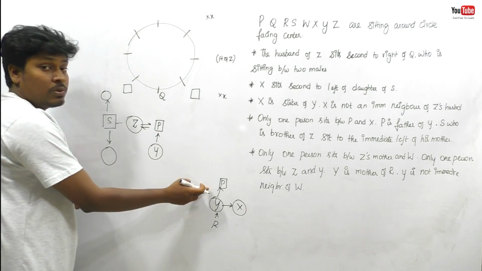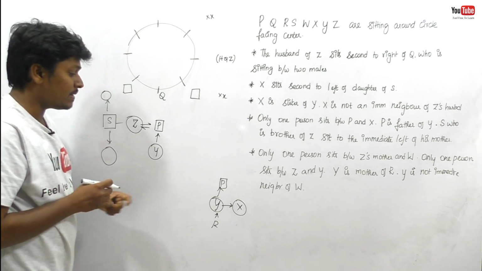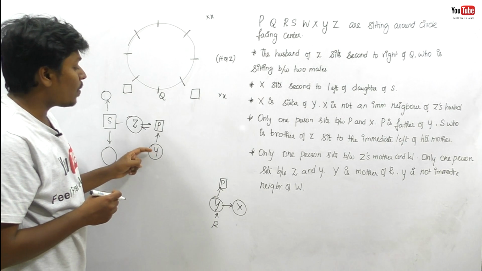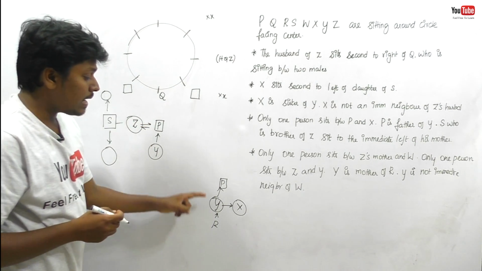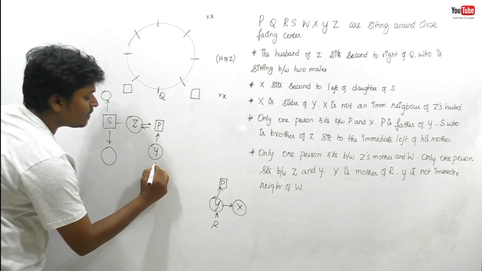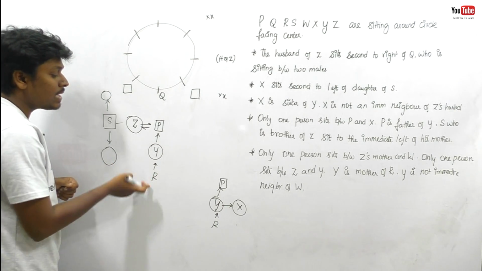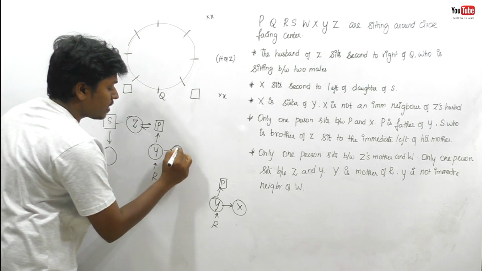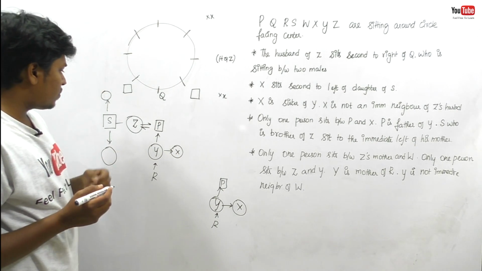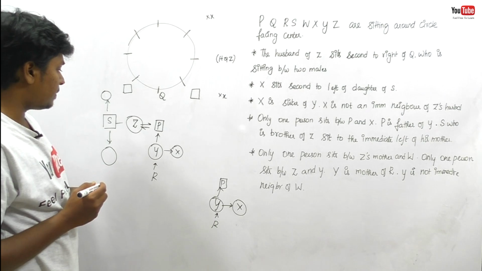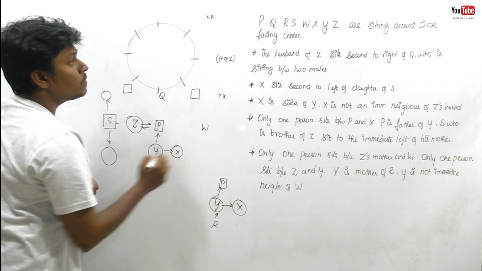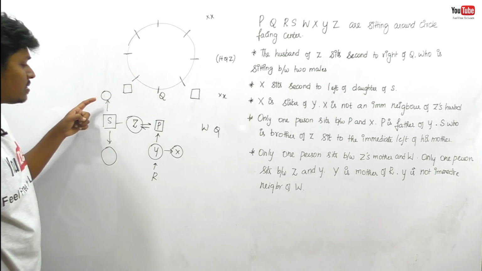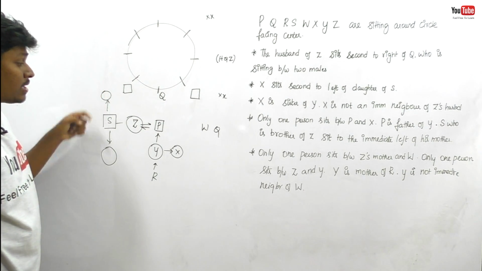Just fix this clue number 1 into this main arrangement, friends. So P is Z's husband. Then we know that Y's father is P and R's mother is Y, but we don't know whether R is male or female. But they have said that R's mother is wife and Y's sister is X, right? I think still we have 2 persons remaining, and one is W and another is Q, right? So these 2 persons are remaining, but we don't know whether W or Q is the mother of S.